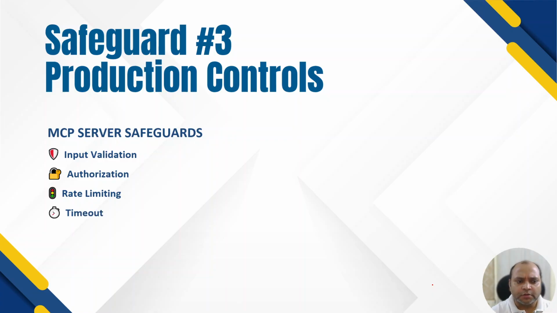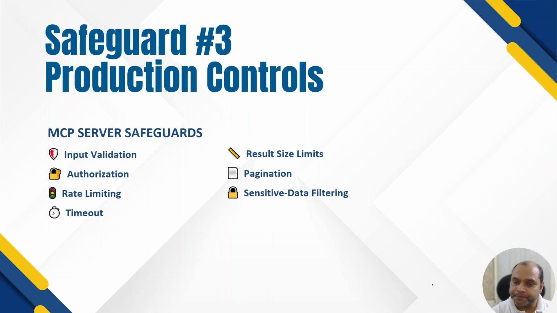Timeout. Don't let it execute commands indefinitely. Commands must have a specific timeout. Result size limit. You can control this. This is exactly the explanation I shared in the previous slide, where you can control output. Send relevant information, summarize information to your model. Pagination must be implemented. Sensitive data filtering.